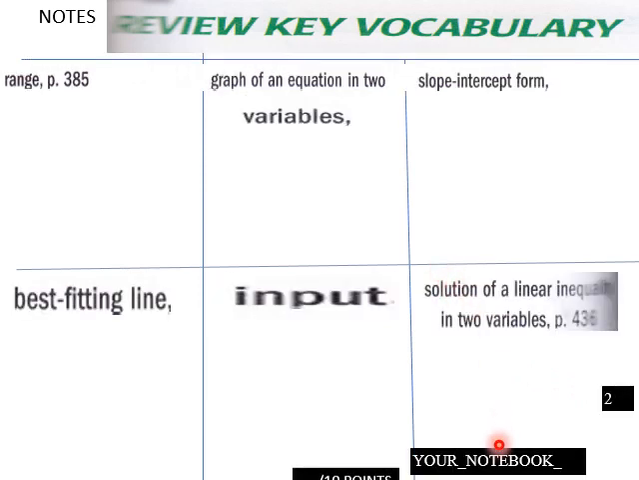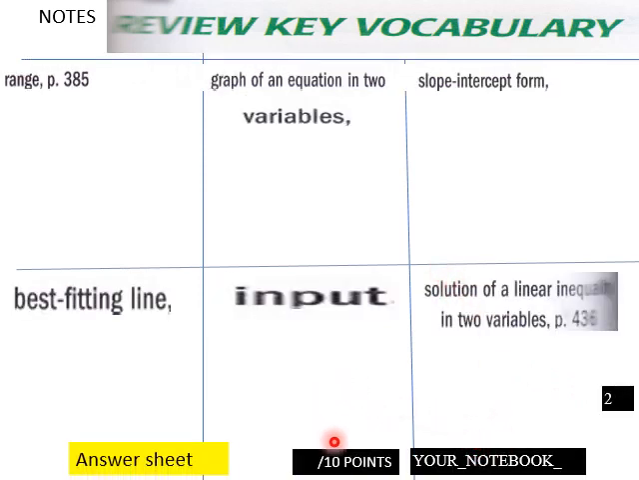Page 2 goes into your notebook as well, 10 points. Define range, graph of an equation in 2 variables, slope-intercept form, best fitting line, input, and then solution of a linear inequality in 2 variables. Define that, 10 points for page 2.